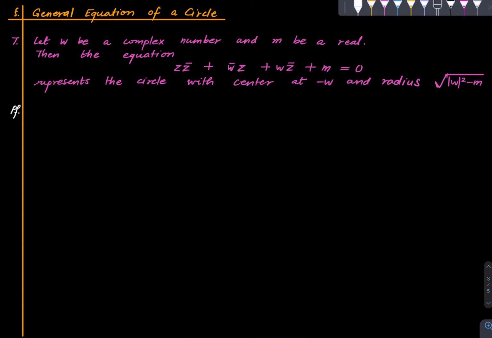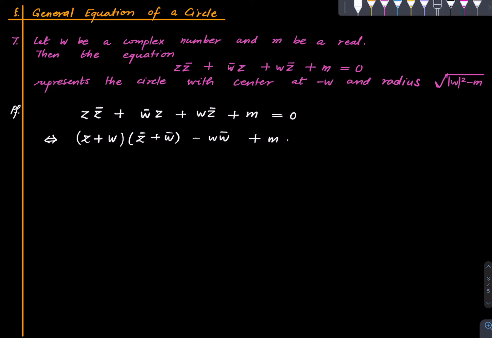All right, so let's do this. We have z z bar + w bar z + w z bar + m = 0 if and only if (z + w)(z bar + w bar) - w w bar + m = 0. So what did we do? This much is equal to that much, as can be found by basic algebra. So we get |z + w|^2 = |w|^2 - m.